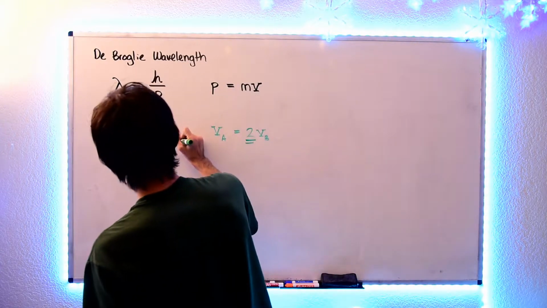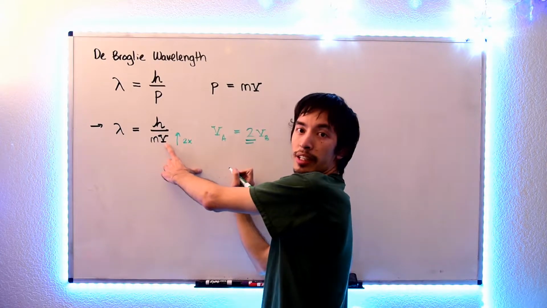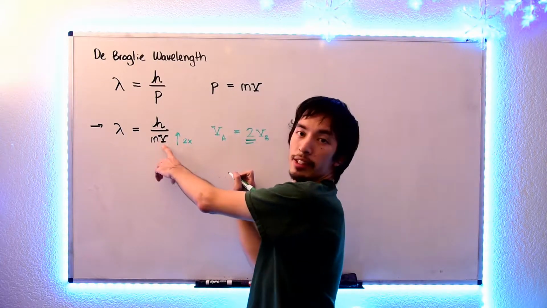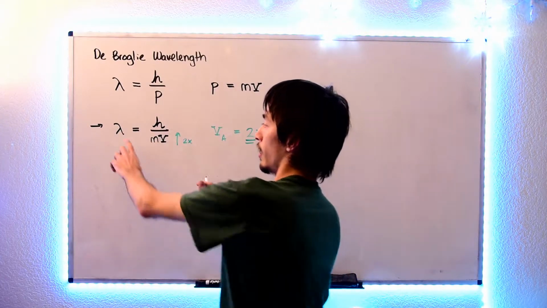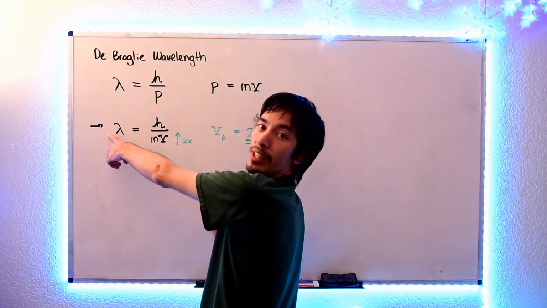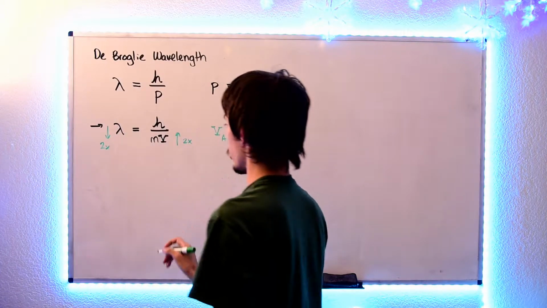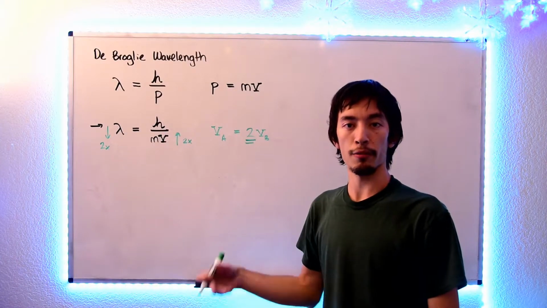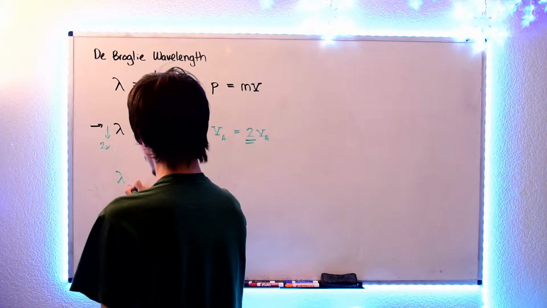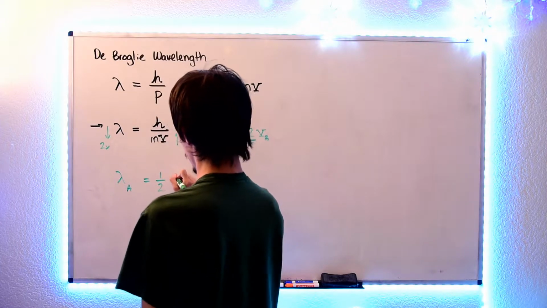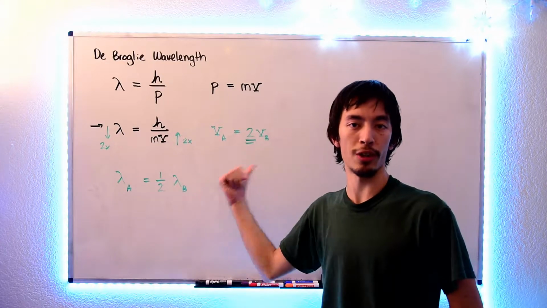So this velocity for A is going to be 2 times bigger in the denominator, but because it's in the denominator, it's going to have the opposite or inverse effect. So the wavelength will actually go down by a factor of 2 for electron A. If I wanted to write something from that, I could say that the de Broglie wavelength of A equals 1/2 that of B. That's the statement we make based off of it traveling twice as fast.